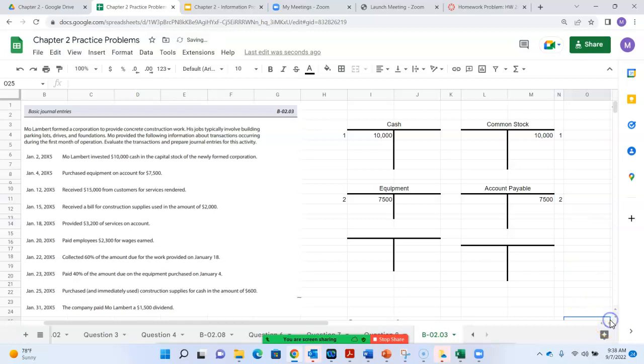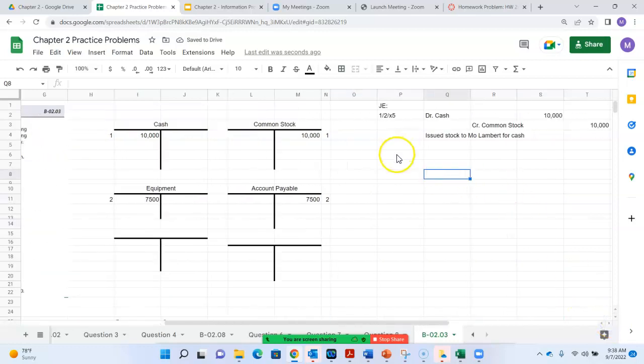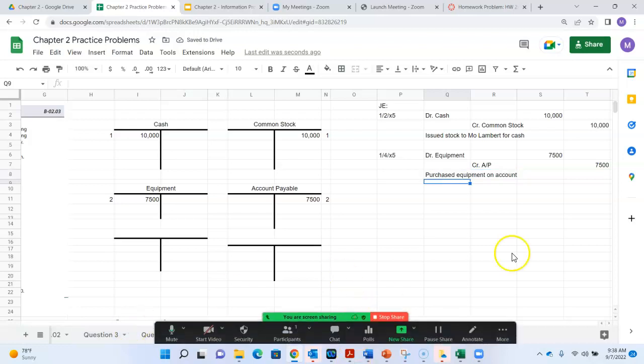So let's come over here and fill out the journal entry. And what was our date? January 4th. So let's put that in here. So we've got January 4th of X5. We are going to debit equipment. We are going to credit, and I'm just going to abbreviate it, accounts payable. And the amount is $7,500, $7,500. And what is our description? Purchased equipment on account. There we go.